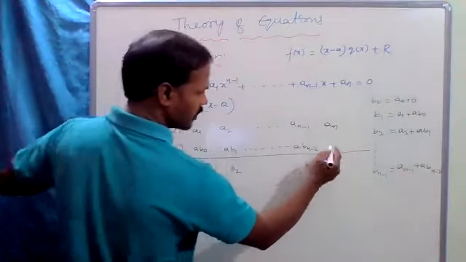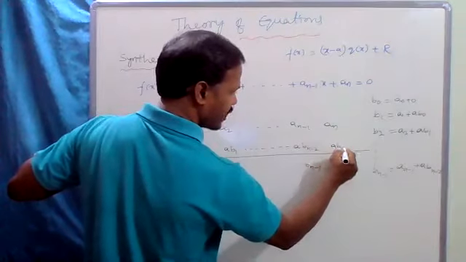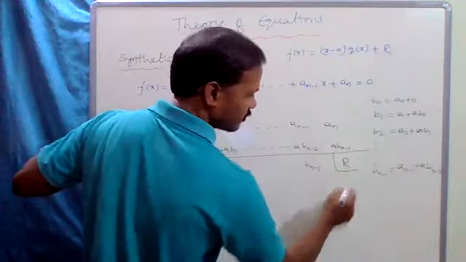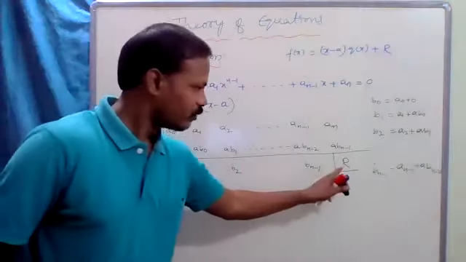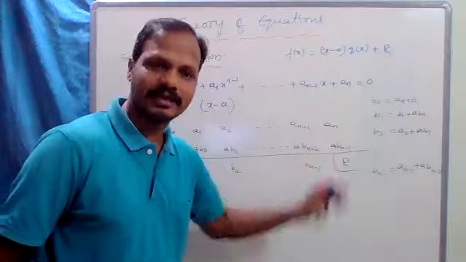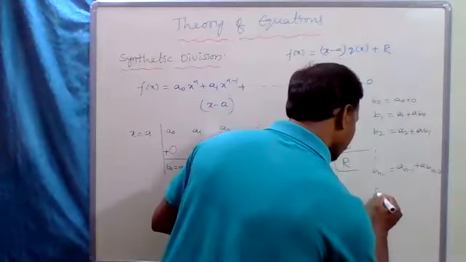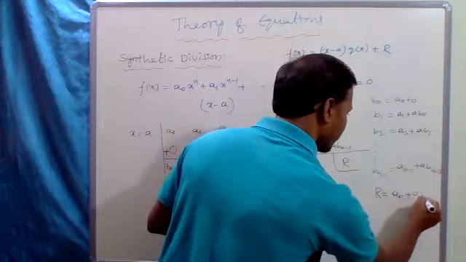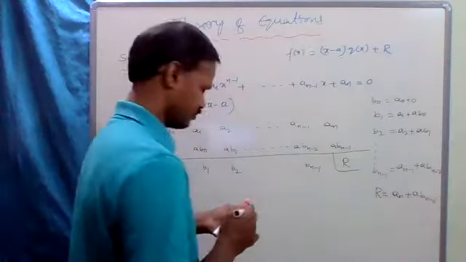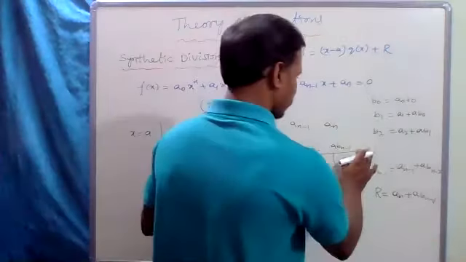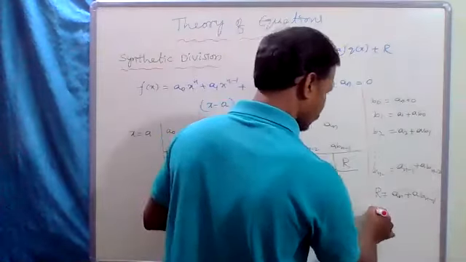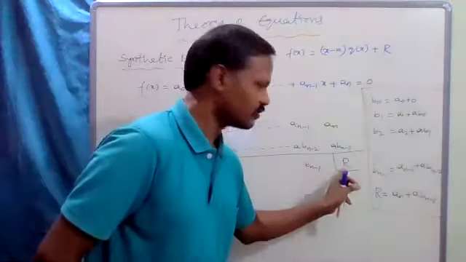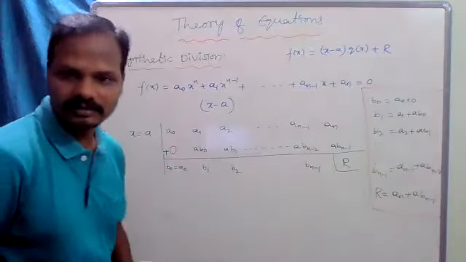You have to multiply these two. That is a b n minus 1. This is R, our remainder. This is R. That is the last one. So R equal to a n plus a b n minus 1. So this is the remainder.